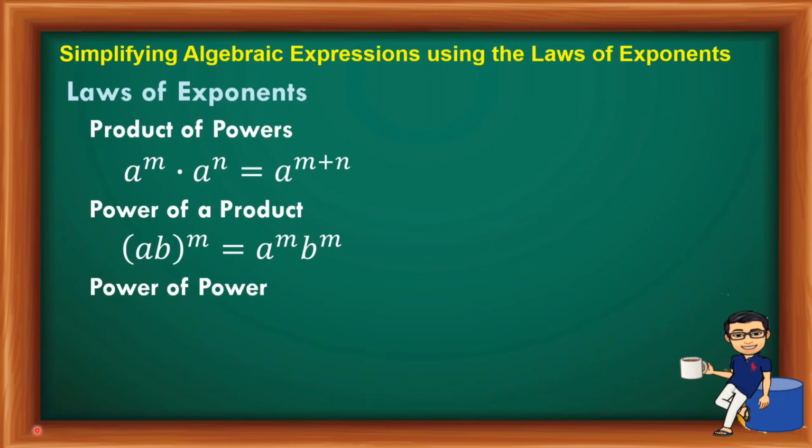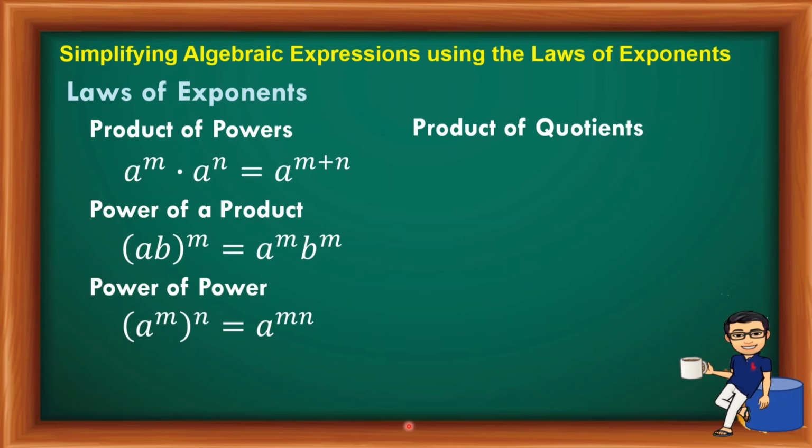The next one is power of a power. So if we have a raised to m raised to n, therefore, that will be equal to a raised to m times n. So, i-distribute lang uli natin ito dito, si m at n. So, ito times lang. And we have this.